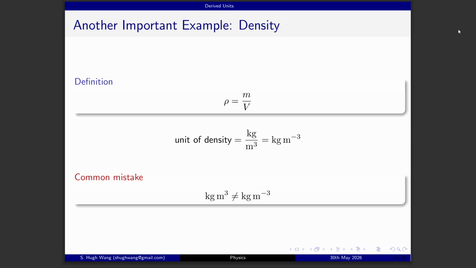Be careful here, the minus sign is very important. kg m^-3 means kilograms per cubic meter, but kg m^3 would mean kilograms times cubic meters, which is not the unit of density. This is a common place where students make mistakes in exams.